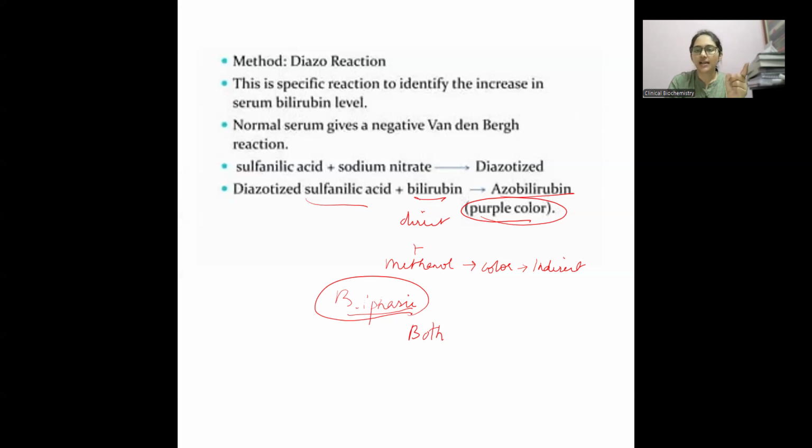Yes. So the diazo reaction, where the reagent is going to be diazotized sulfanilic acid, with direct bilirubin directly gives us a purple color. With indirect bilirubin, if it is present in the sample, then only upon adding methanol will we get a color. So that indicates the presence of unconjugated or indirect bilirubin. Biphasic reaction is where the serum has both the direct and the indirect bilirubin. In that case, first I will get a color directly, but when I add methanol, the color intensifies, right? So that indicates the presence of both the conjugated and the unconjugated bilirubin.